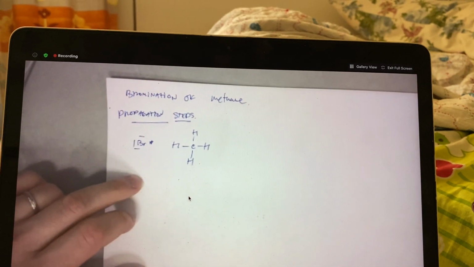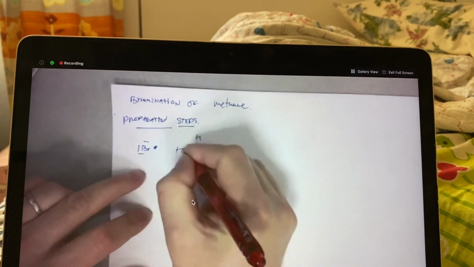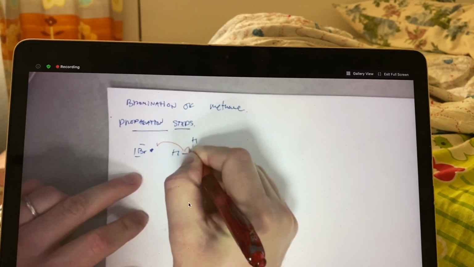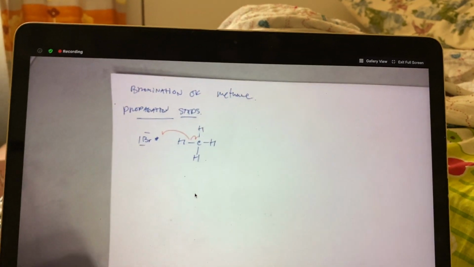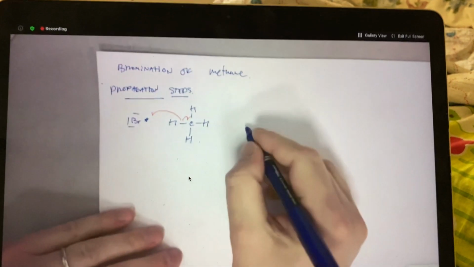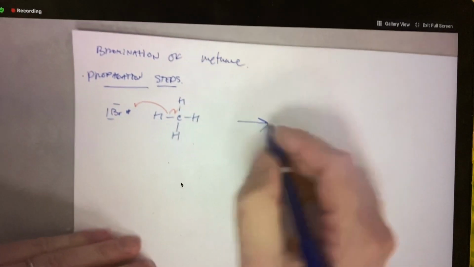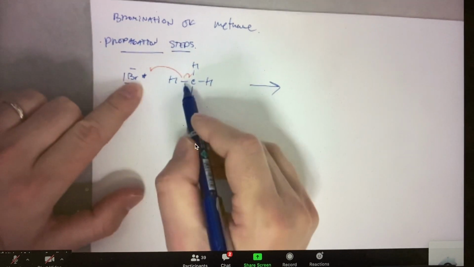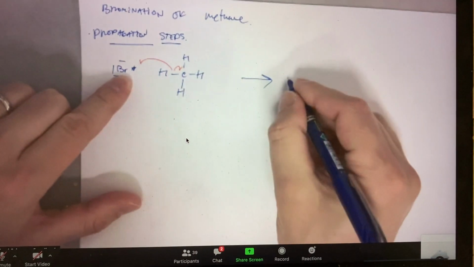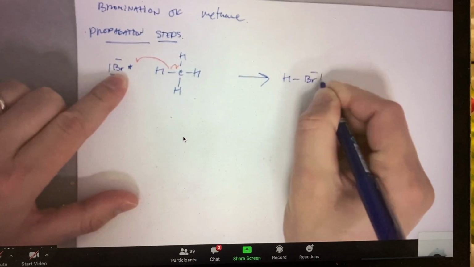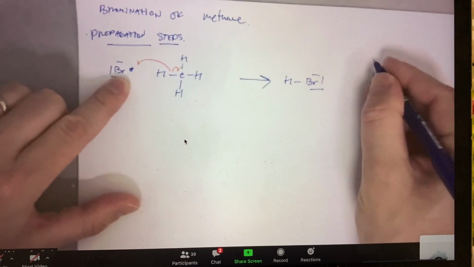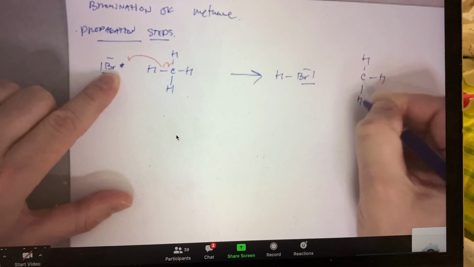You should be able to draw the mechanism for this. I'll just draw it one time here, but you should be able to do the same mechanism. Just like for chlorine, it's exactly the same. Bromine wants an electron, it's going to get one from this bond, it's going to bring hydrogen along with it, and we make HBr. And the other thing is familiar now, methyl radical.